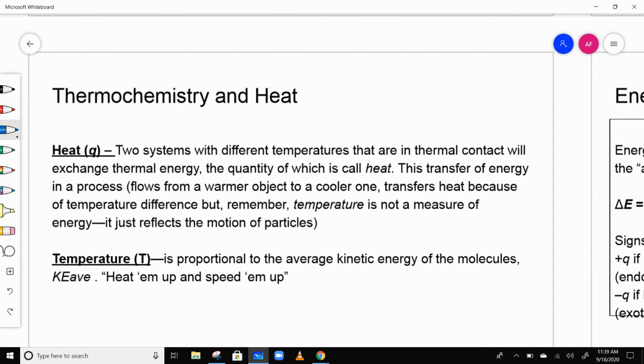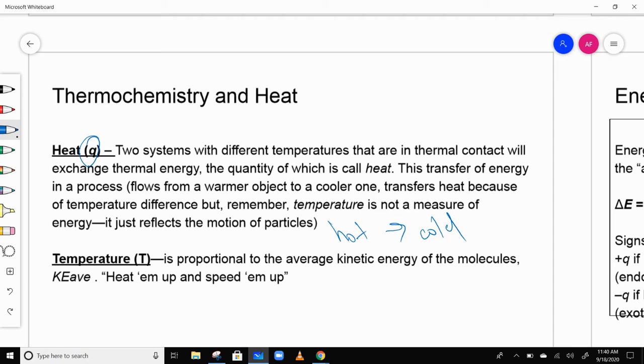Okay. Thermochemistry and heat. Heat we usually represent with this letter Q. Don't ask me why it's a Q. I forget. I'm sure you can look it up and find out why. But we're talking specifically about heat, and we use the term Q. Okay. Heat always goes from hot to cold.